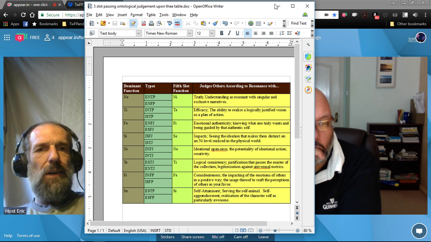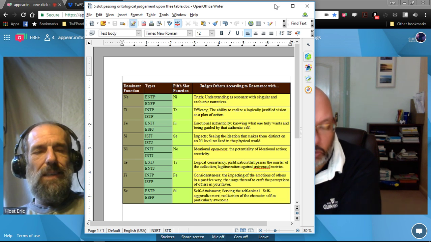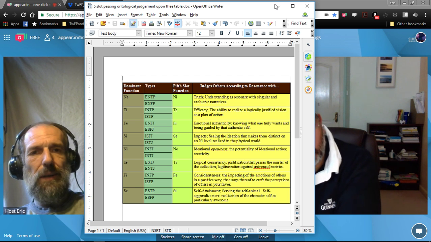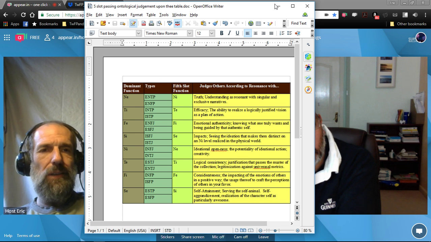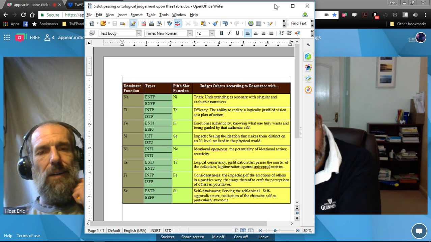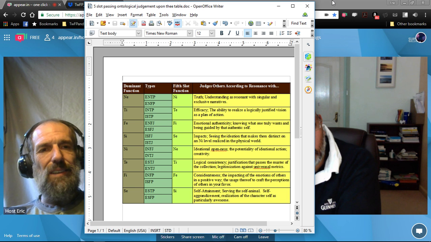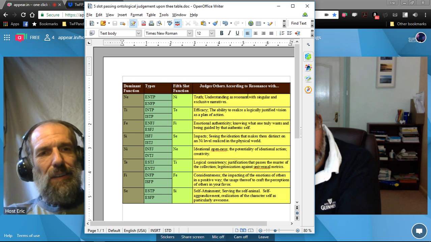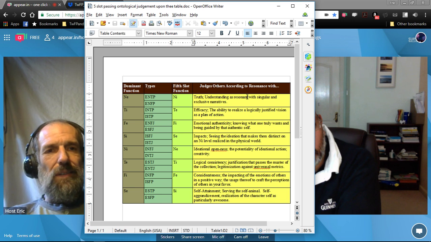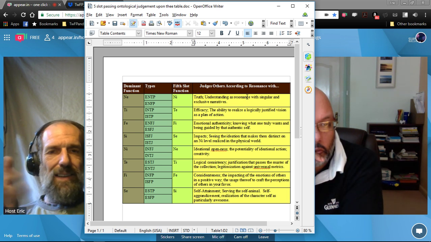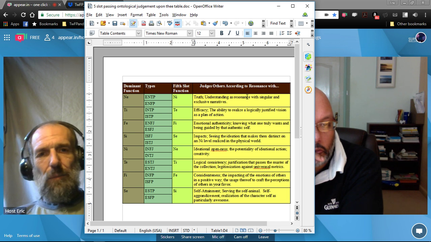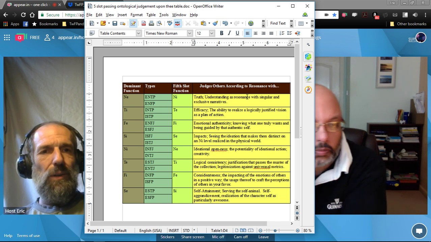Okay, so what this says here is that for the NE DOM, and the two types there would be ENTP and ENFP, the fifth slot function is NI, which means they judge others according to resonance with truth, understanding as resonant with singular and exclusive narratives. So I should say understanding is resonance. So it's like understanding, in quotes, as resonance with singular and exclusive narratives. In other words, I've got this answer and no other answer to something. We like people who seek the truth.